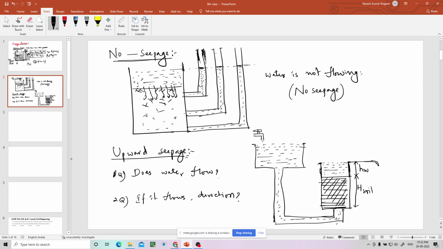Yes, sir. So it flows, you are saying. Okay, then what about the direction? Downward. From where to where? Can I get an answer from somebody else? Upward flow. The flow will be upward. Upward from where? Can you take the reference of this soil position and tell me?